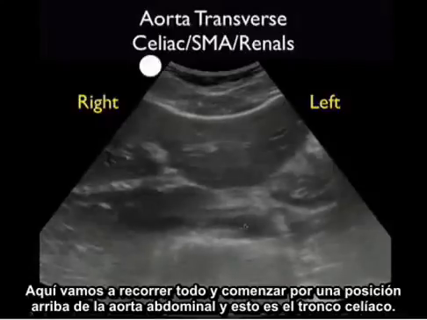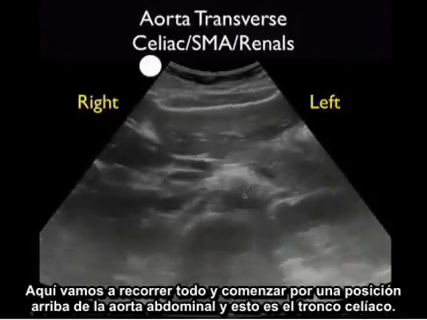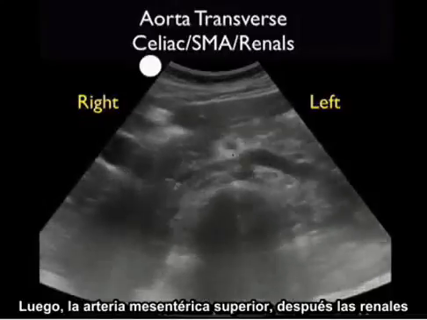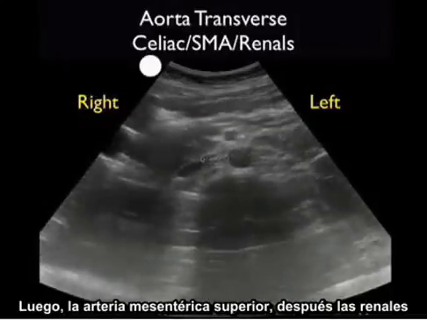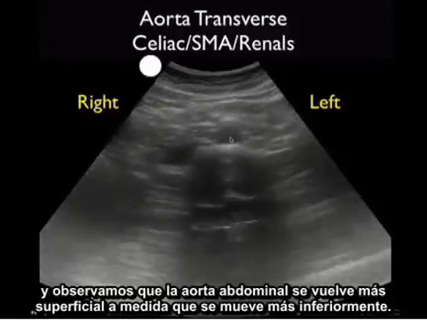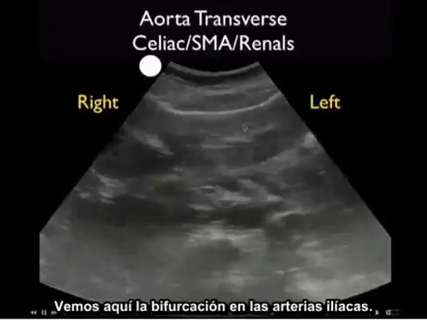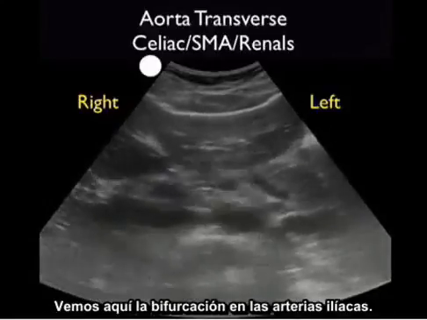Here we're going to put it all together and start from a position high in the abdominal aorta, and there's the celiac axis. Next, superior mesenteric artery, there renals, and notice that the abdominal aorta becomes more superficial as it moves more inferiorly. And we see here the bifurcation into the paired iliac arteries.